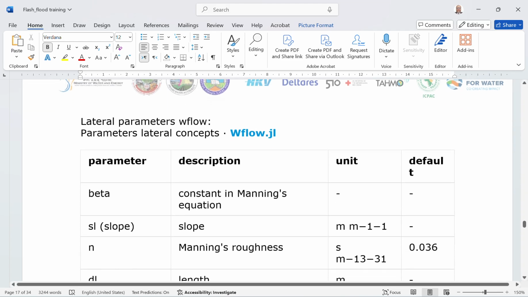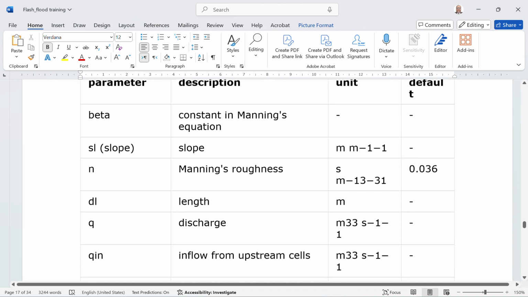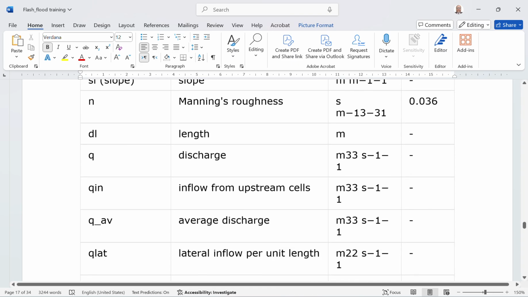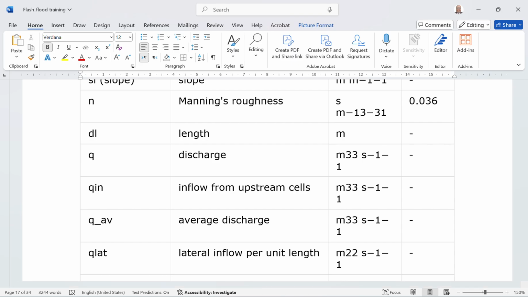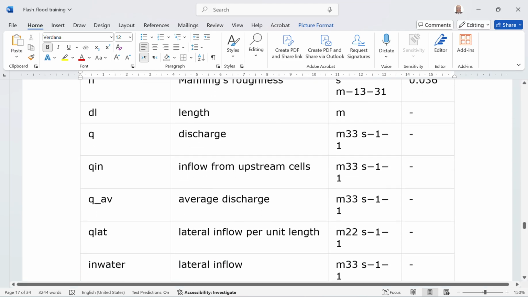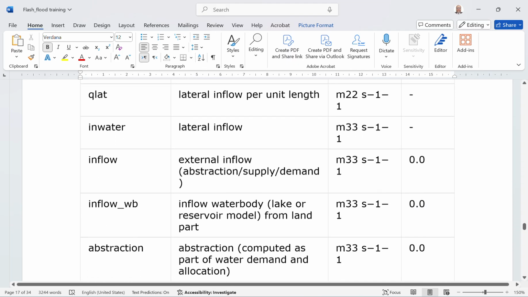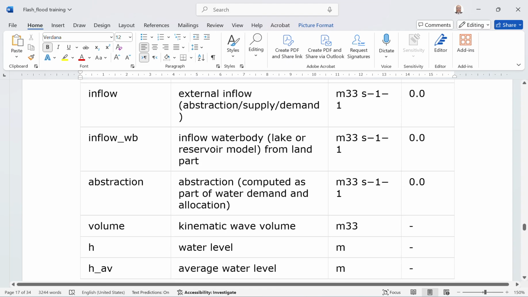We have also what we call the lateral parameters for the Wflow. For example, these are different lateral parameters. For example, the discharge, the length, like meter cube per second here, for example. All these are horizontal parameters.